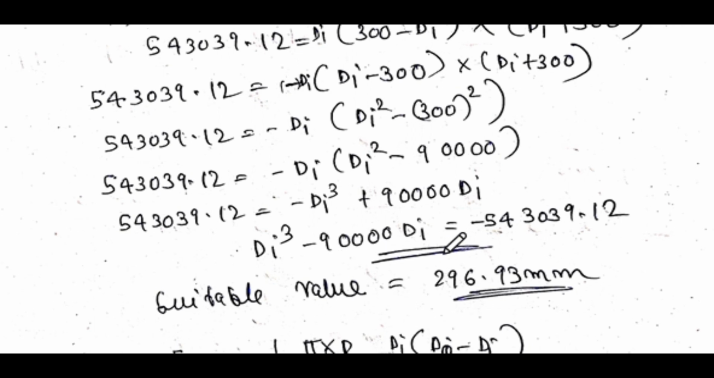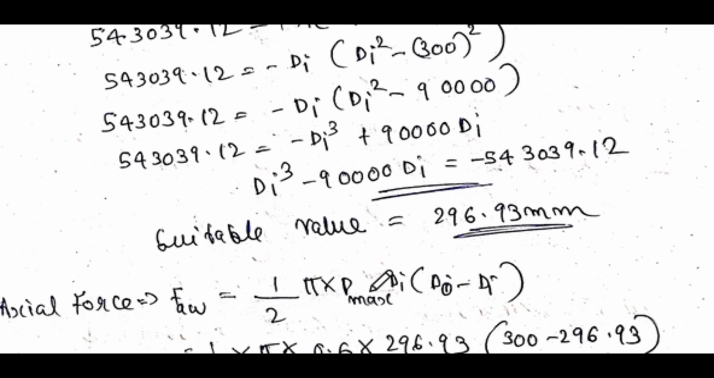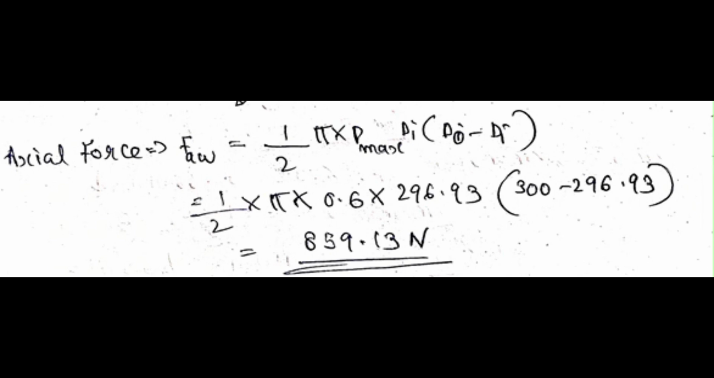Now we have the outer diameter and inner diameter. The next thing we have to determine is the axial force F_aw. This equation can also be found in the data book. We already used this equation earlier, but then we didn't have the value of D i. Now we have the value of D i, so substituting again, we get the axial force F_aw. So this is the way to solve this problem.